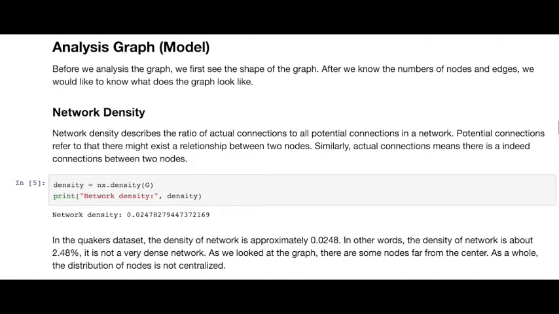This represents the distribution of nodes. Let's see our Quaker State site. The network density is about 2.48%. It means in our network, the distribution of nodes is not very dense. So there are still some nodes far from the center. As a whole graph, the nodes are not centralized.